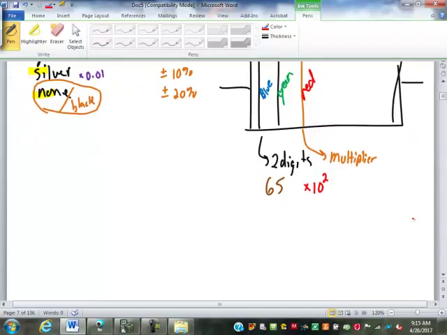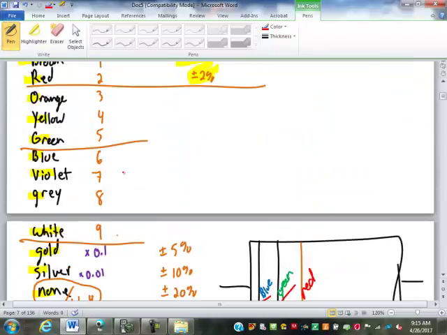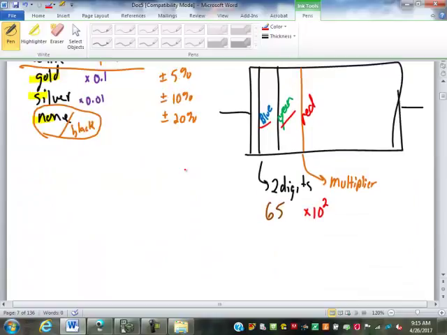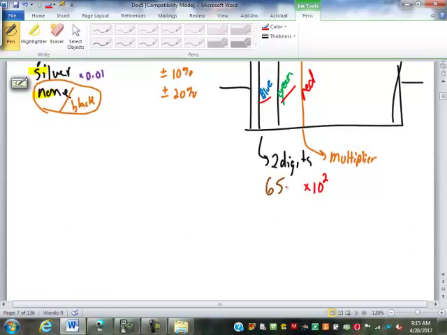Where's that 65? Blue is 6, green is 5. Nope, those first 2 are digits. They're not added. So that's the amount of resistance it has. Well, 65, the second one tells you what that 65 really means. So the red is a 2, right? So that's times 10 to the second. So that's 6, 5 with 2 zeros after it. So that's 6,500 ohms is what that means.